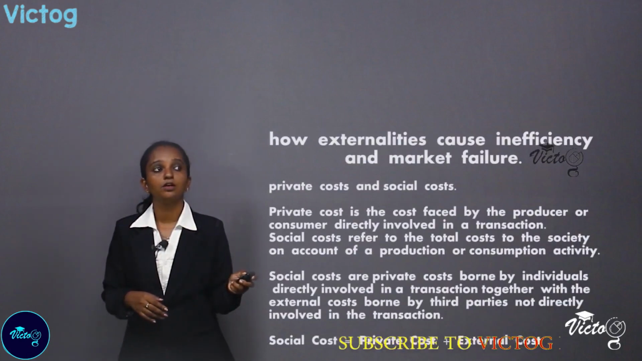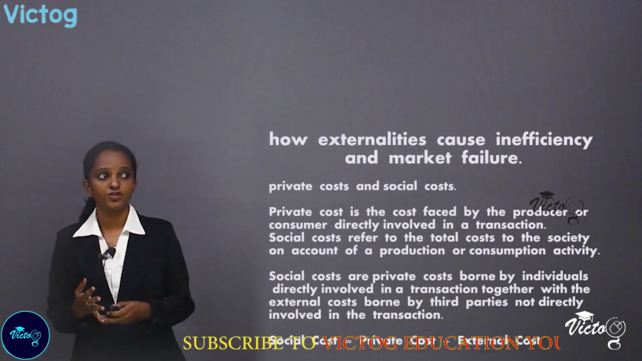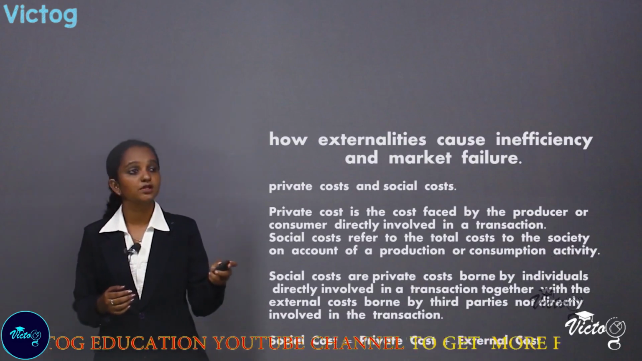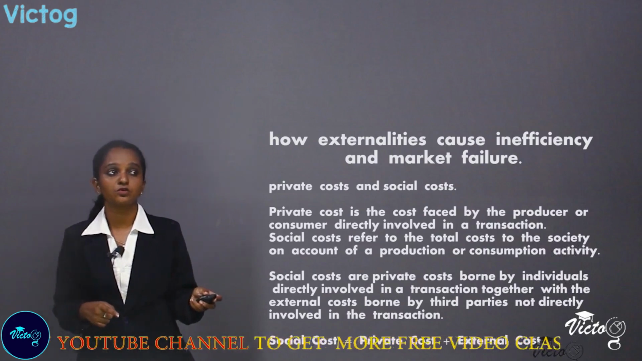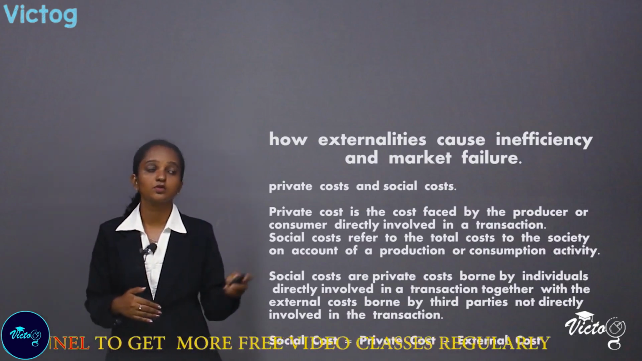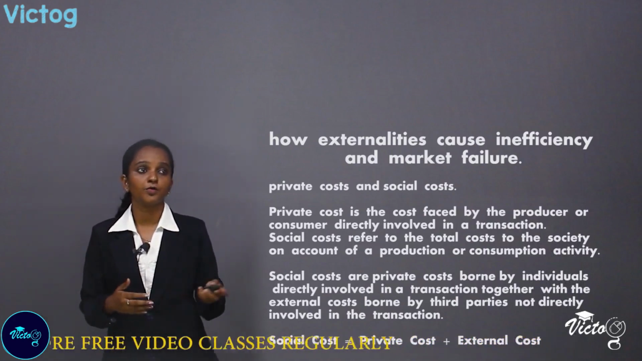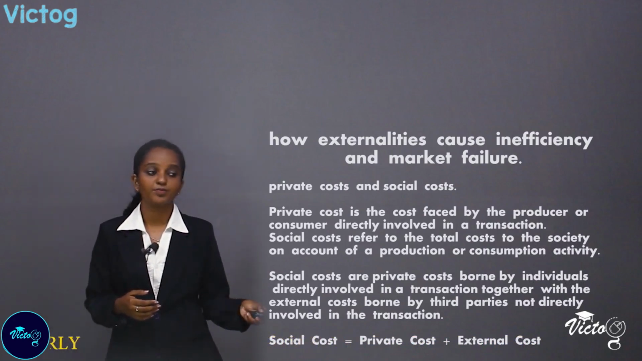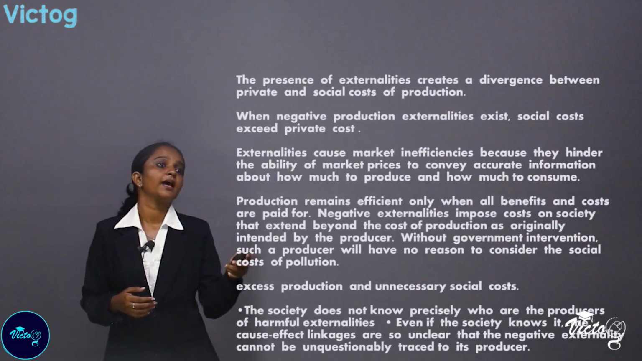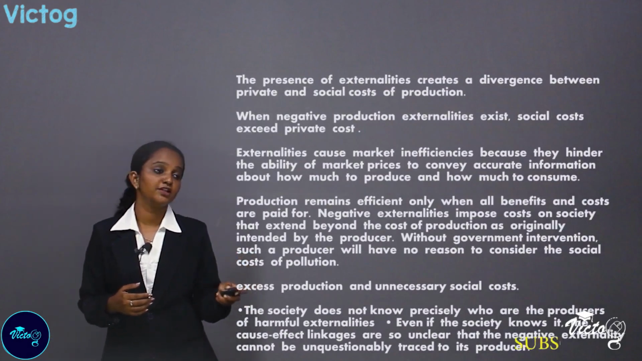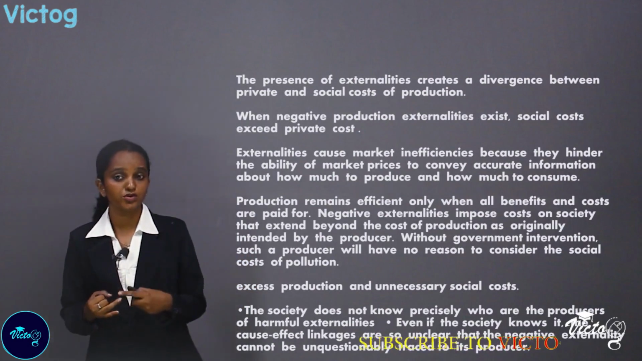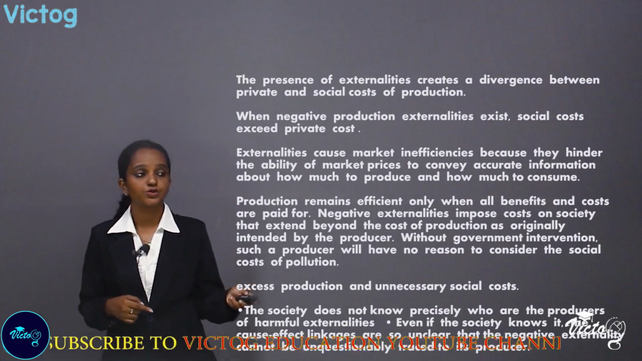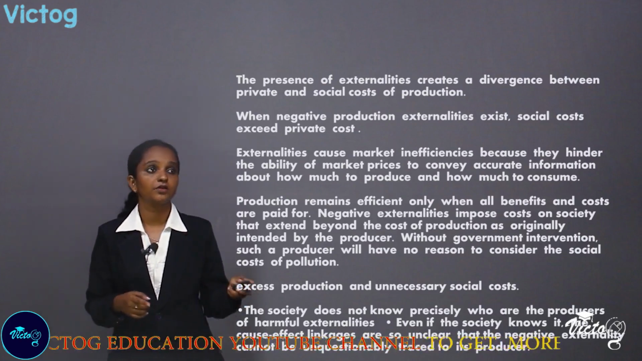While talking about externalities causing inefficiency and market failure, we have to look into two costs, private cost and social cost. Private cost includes only the production cost faced by the producers, and social cost includes external cost in addition to private cost, so social cost is private cost plus external cost. Negative externalities lead to excess production and unnecessary social cost. That is where we need government intervention in the market, so as to control the externality or external cost.